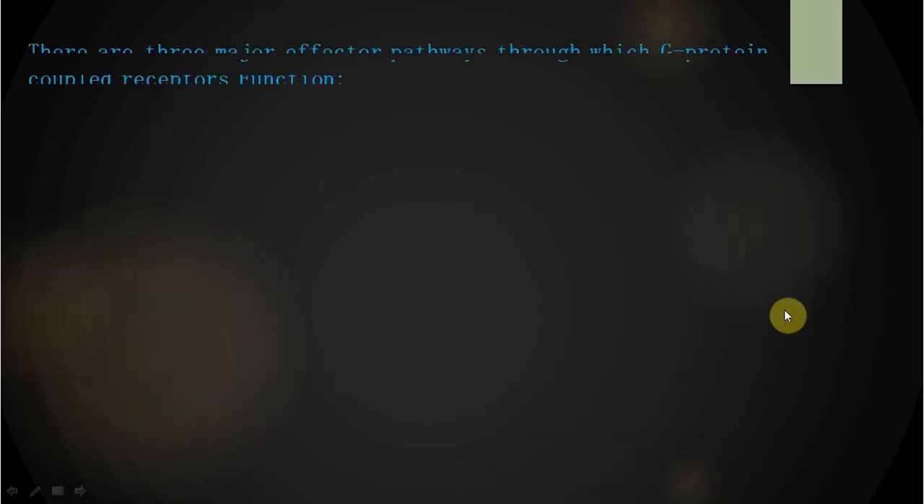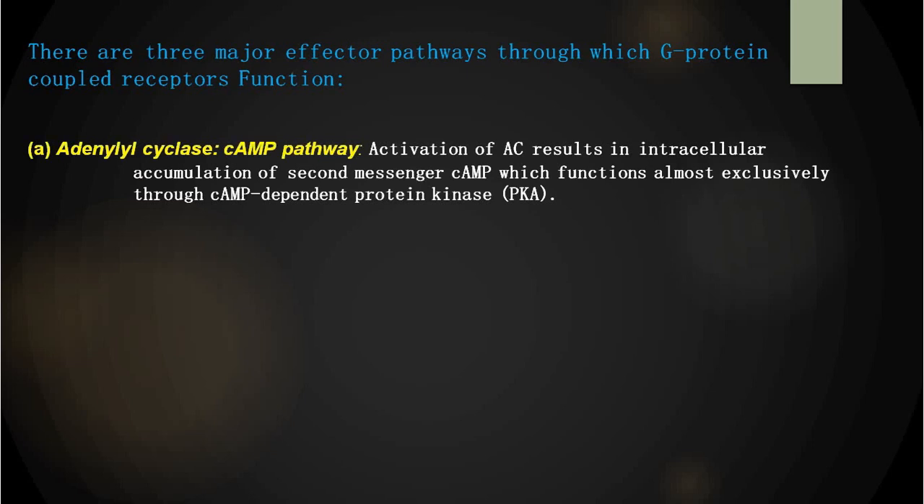There are 3 major effector pathways through which G protein coupled receptors function. They are adenylyl cyclase, phospholipase C, and channel regulation. Adenylyl cyclase or cyclic AMP pathway.